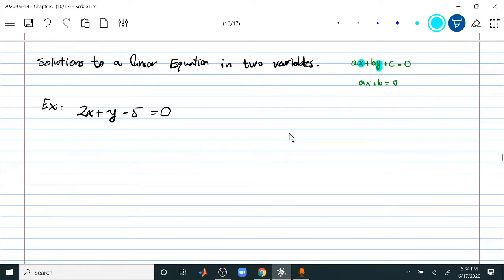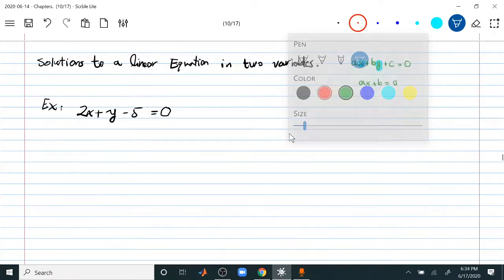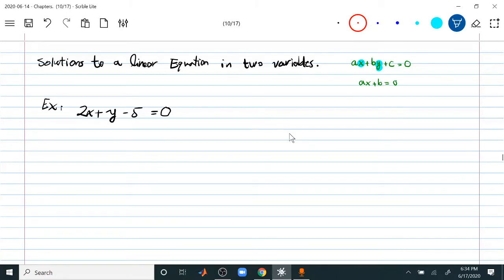C, b, and a are constants, and on the other side you have equal to either constant or 0. Doesn't really matter. So ax plus by plus c equal to 0 is a form of a linear equation in two variables. Here's an example of it. As an example, 2x plus y minus 5 equal to 0. And if you compare, you will have ax plus by plus c equal to 0. And what we have is a is 2, b is 1, since there is no coefficient here, the coefficient is 1, c is negative 5. All constant values.